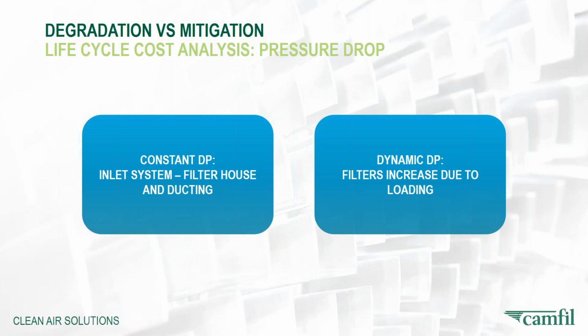Then you have dynamic DP, and that's related to the filters you're running themselves. And every choice of filters that you make is going to have a different initial pressure drop and a different running or average pressure drop. And these are things you can control and you should look at and evaluate.